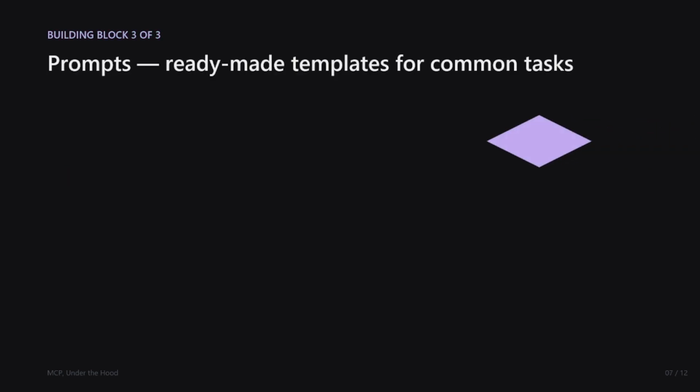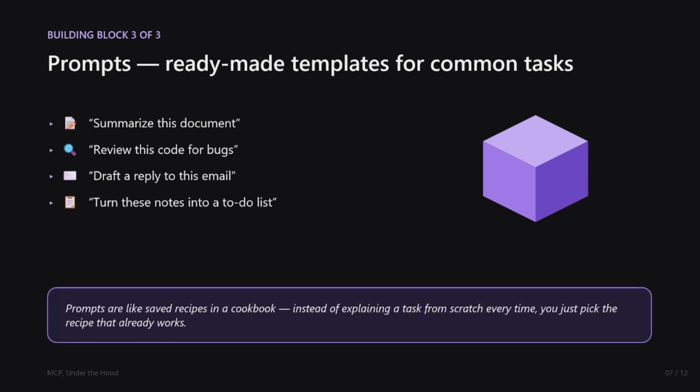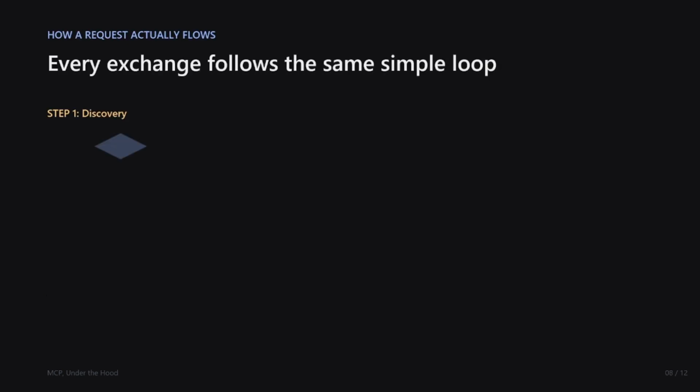The third building block is prompts. These are ready-made templates for common tasks. Things like summarize this document or review this code for bugs. Prompts are like saved recipes in a cookbook. Instead of explaining a task from scratch every single time, you just pick the recipe that already works.